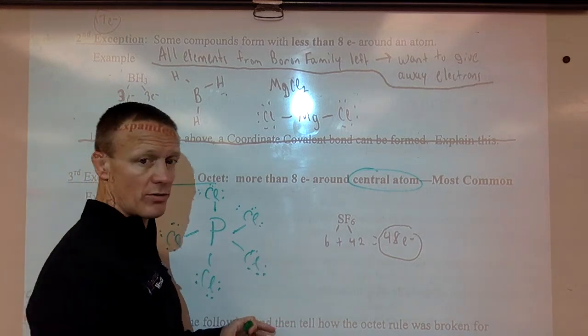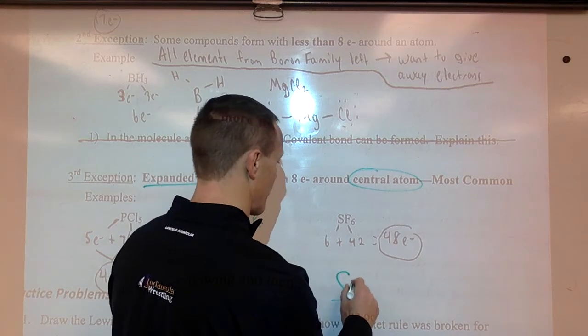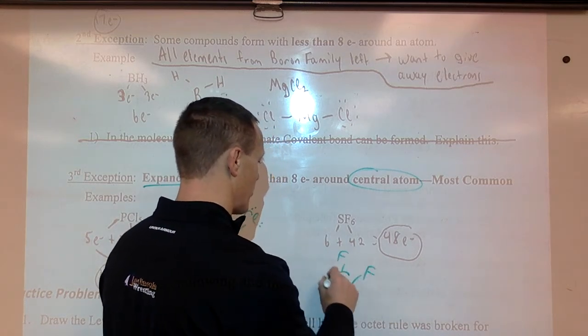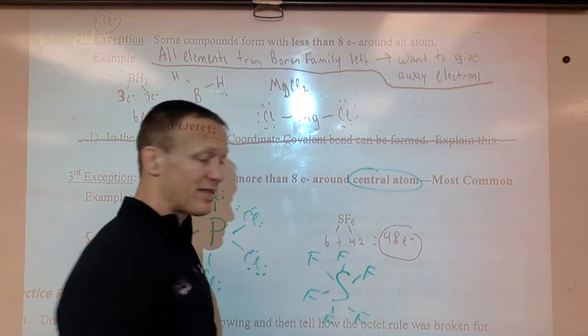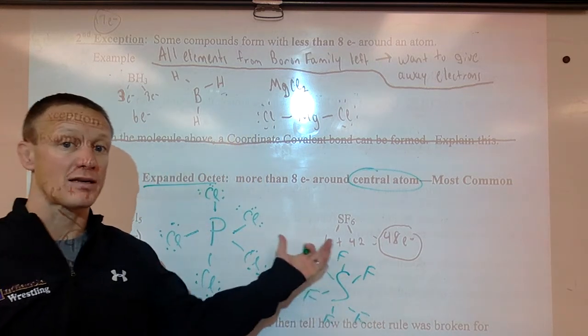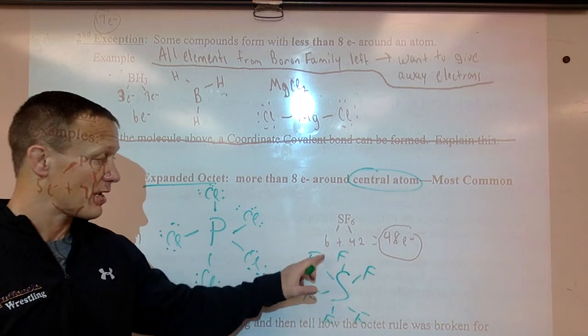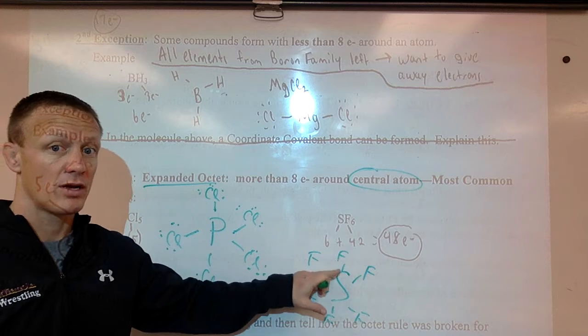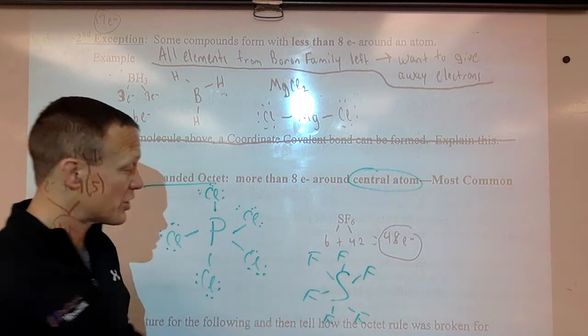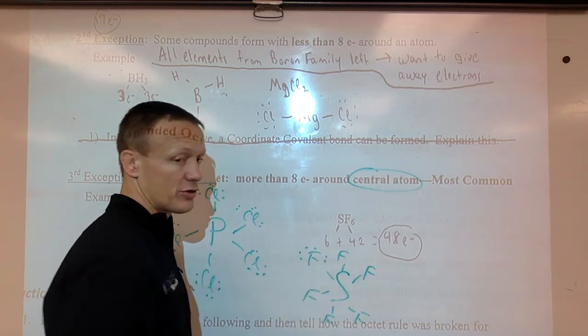This one would be very similar. You're going to have a sulfur in the middle. I'm going to draw this one quickly. You're going to have a fluorine, a fluorine, a fluorine, fluorine, fluorine. So you're going to have 6 fluorines around sulfur. That's an expanded octet around sulfur. Again, what's really happening here is sulfur is giving away each of its valence electrons, all 6 of them, and forming 6 bonds. Each fluorine would have 8 electrons around it.